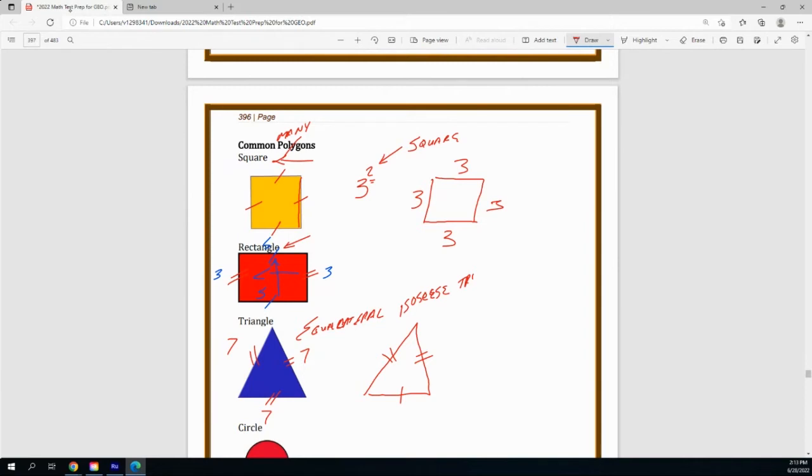Okay, let's talk about another one. The first one was where all 3 sides are the same. The next one was where 2 sides are the same. The next one is where no sides are the same. So this will look like something crazy, something like this. This one shows that no sides have the same length. They are all different. And if they're all different, this is called scalene.